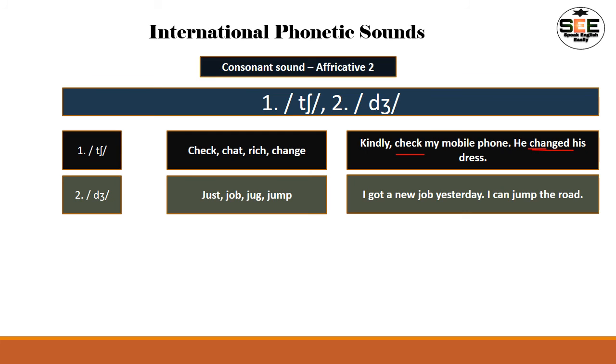We can come to the next one. It is the j sound, normal j. D and zh combine to make the j sound, normal j. For example, just, job, jug, jump. Let's see it in sentences so that it can be crystal clear for us.